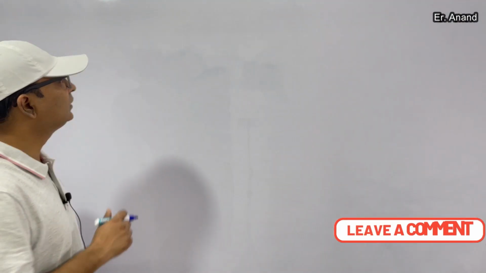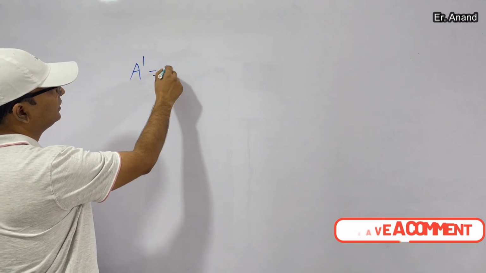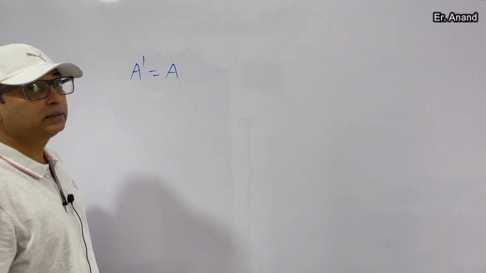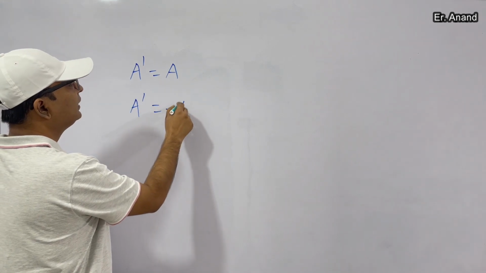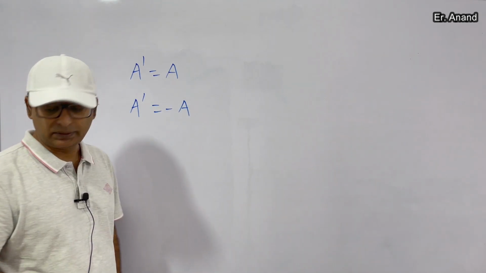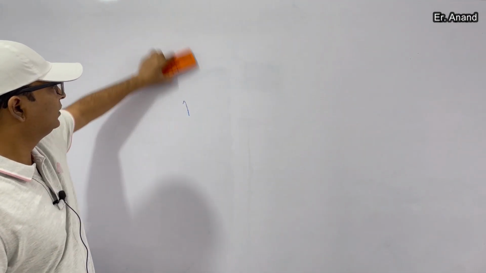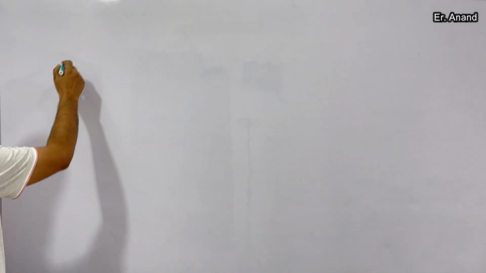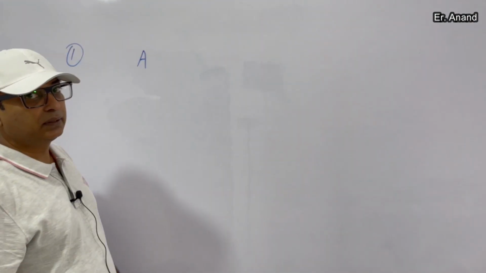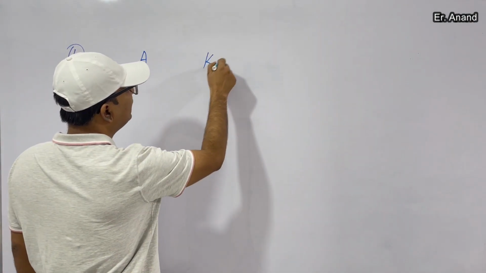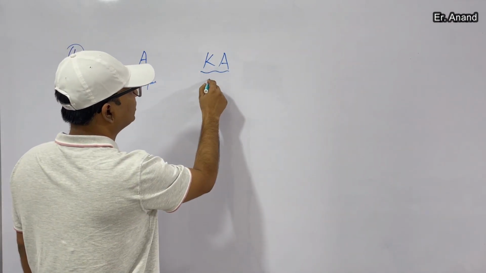I have told you what is a symmetric matrix. When A dash, that is transpose of the matrix, is equal to A, we say it is a symmetric matrix. Similarly, if A dash is equal to minus A, we say it is skew-symmetric. So this you know, so you are familiar with this. We'll see some questions. First is, the question is, if A is a symmetric matrix, then prove that kA is also symmetric.